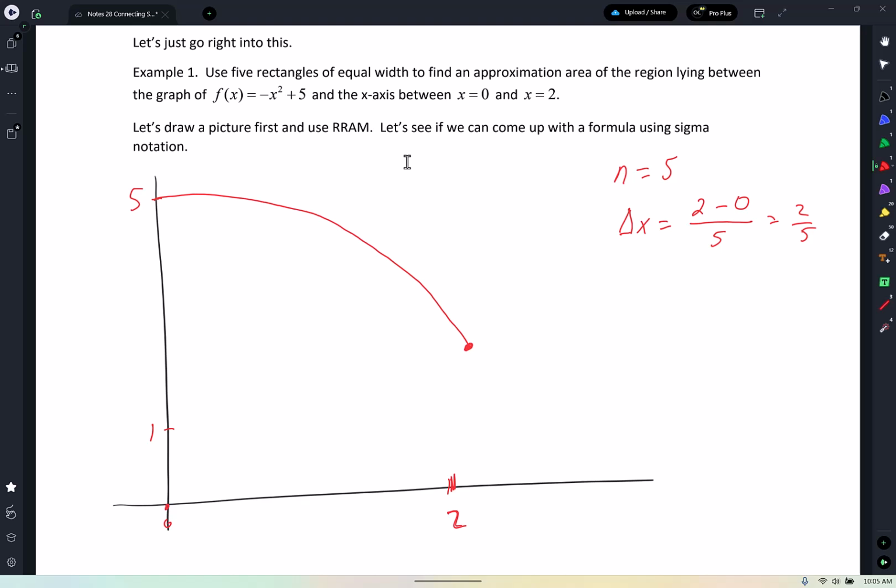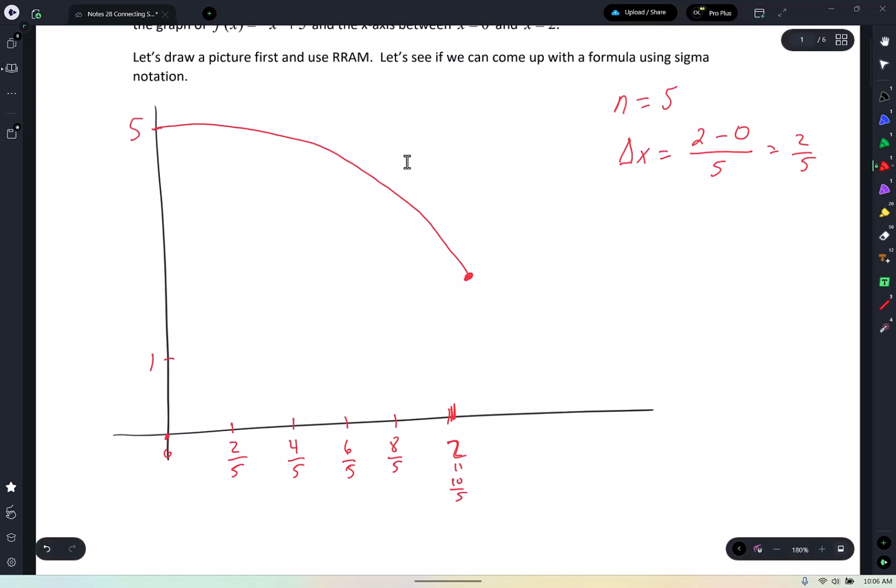So let me see if I can draw this. I'm going to say that one is 2/5, then 4/5. I'm just adding 2/5 every time. Then 6/5, 8/5, and then this 2 is 10/5. That's an equal sign, just a sideways equal sign. Are we still okay, guys?